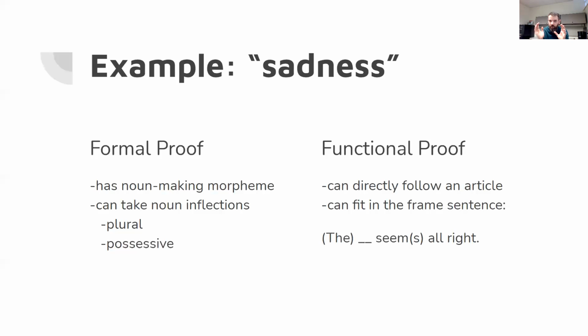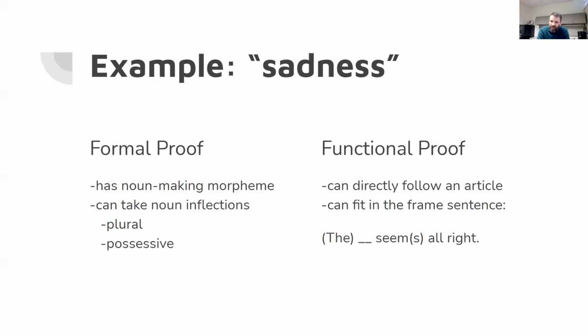We've definitely got a noun-making morpheme here, right? The ness. Can it take these inflections? Sadnesses. Maybe. I don't know that we would do that in English, but maybe conceptually we could think about this idea of there being multiple states of sad. And so there are sadnesses.